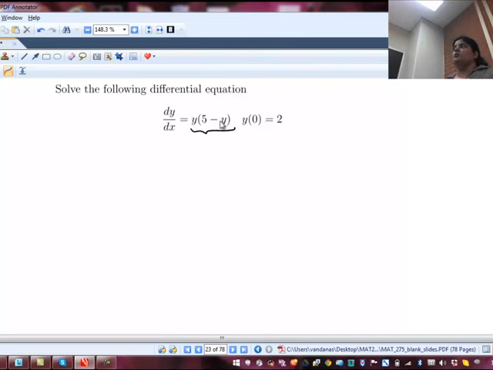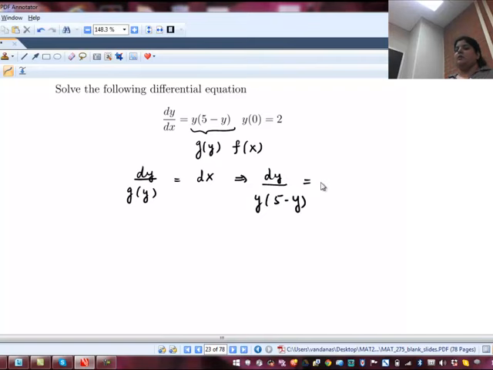Now we want to solve this, so if we try to understand, this can be split up into f of x and g of y functions, where f of x is just 1 and g of y is y times 5 minus y. Now in order to solve this differential equation, I will separate first because it's separable. So first step will be dy over g of y equals dx, which will be nothing but dy over y times 5 minus y equals dx.